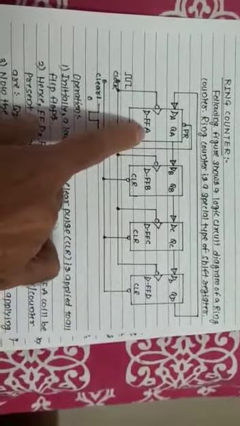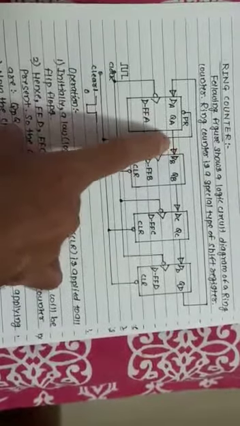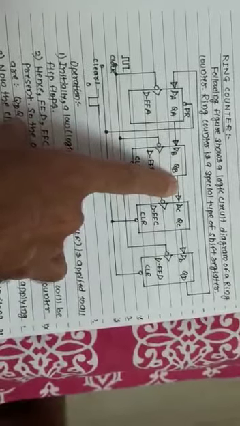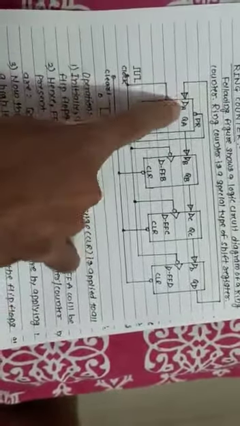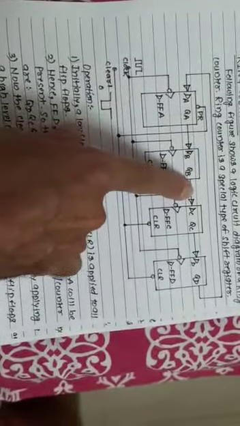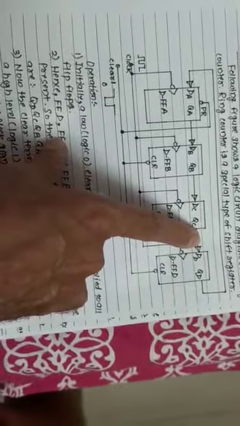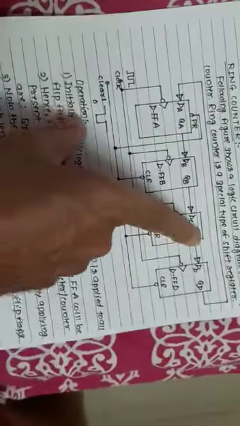So what will happen in the next clock cycle? This 1 will come here. And the 0 will come here, 0 will come here, and that 0 will come here. So in second clock cycle 1 will come here. In third clock cycle that 1 will come here. But the previous 0 will come here, that 0 will come here. So 0, 0, like this.